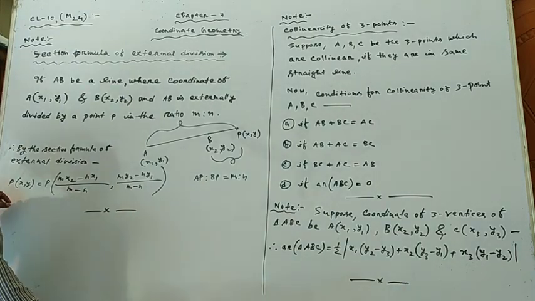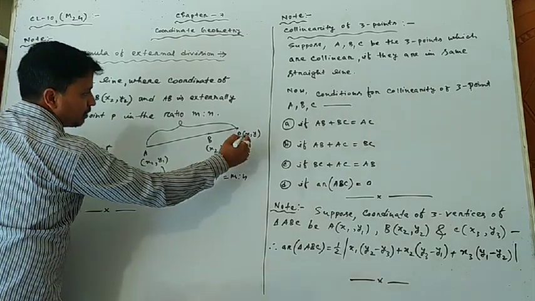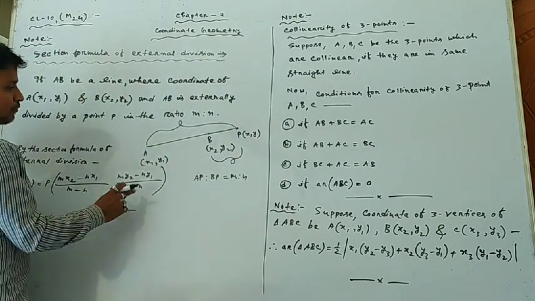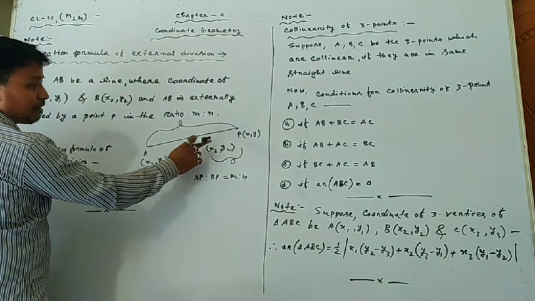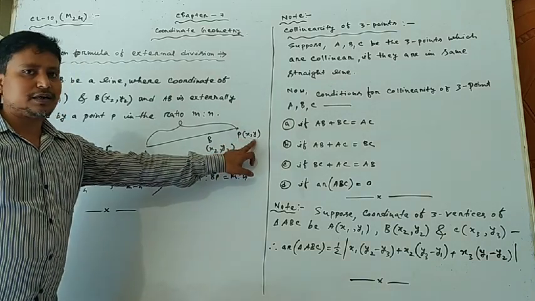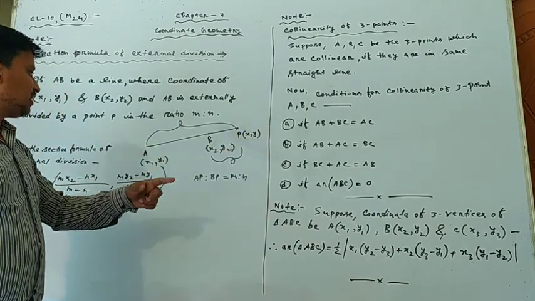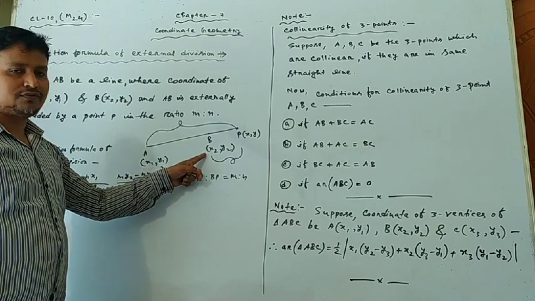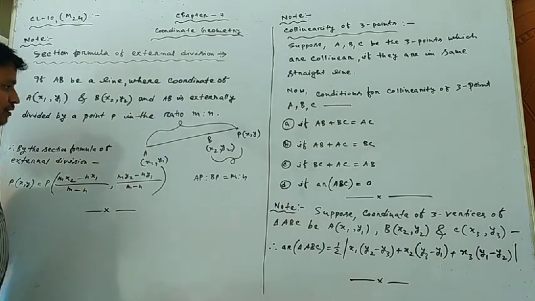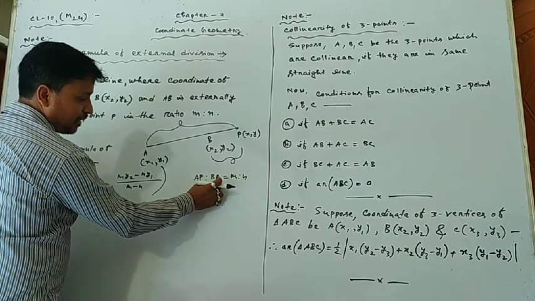So now what is our target? We have to find the coordinates of point P. How will you get the value of X and the value of Y on the basis of the coordinates of A and the coordinates of B? We have to find the P coordinates where X and Y are already declared, with respect to the division ratio M is to N. M is to N means AP length is to BP length.